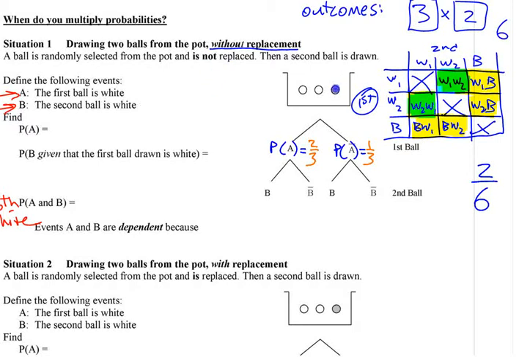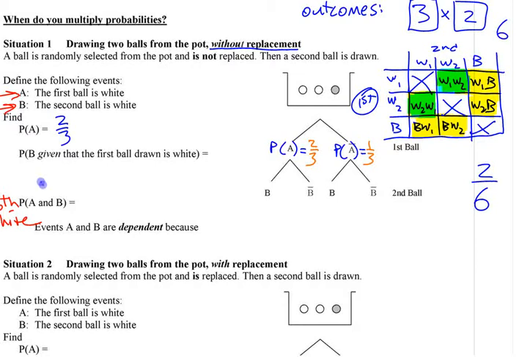Are you sure it's 1/2? What if you get that one first? Does it depend? Depends on what happens first, right? The chance that the first one's going to be white is 2/3, but the chance that the second one's going to be white depends on which branch you go down, right? If we think about it here, there's the chance that B is going to happen if you happen to go down this pathway, or there's the chance that B is going to happen if you happen to go down that pathway.